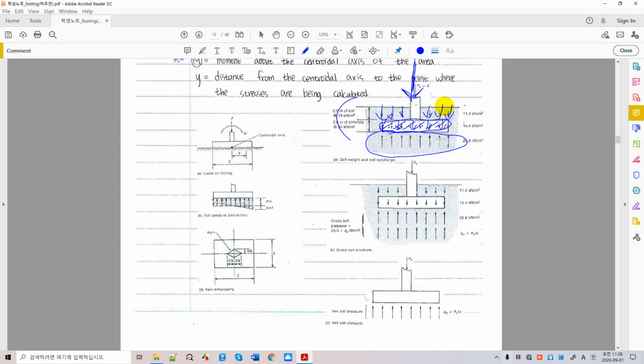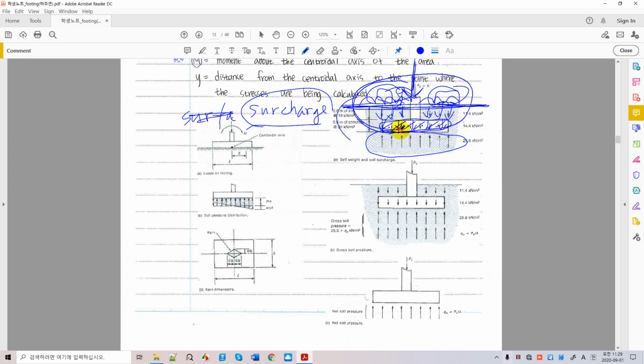And there's another one that you should not forget, which is surcharge loading. These surcharge loadings are the loadings from on the ground. Surcharge. So this is a traffic loading here. This is a pedestrian loading here. And all the loadings found on the ground level are called surcharge loading.